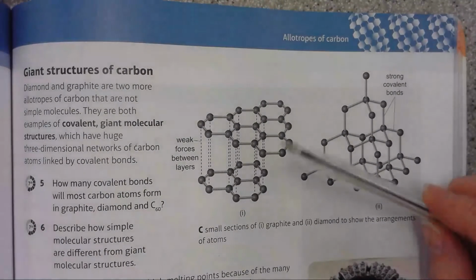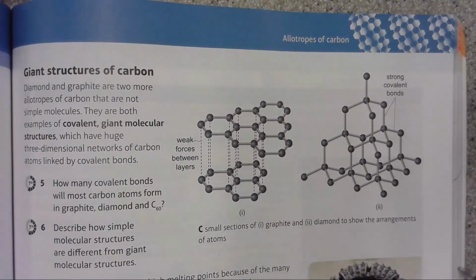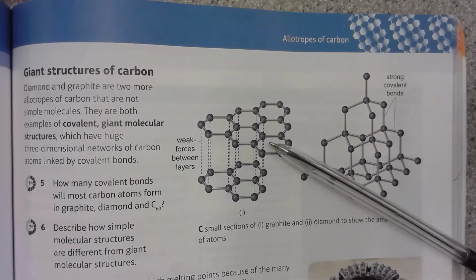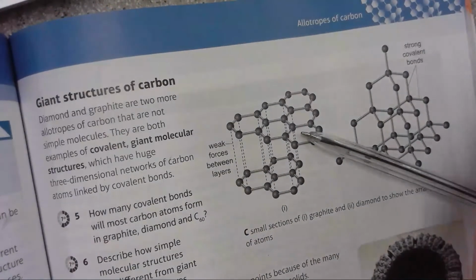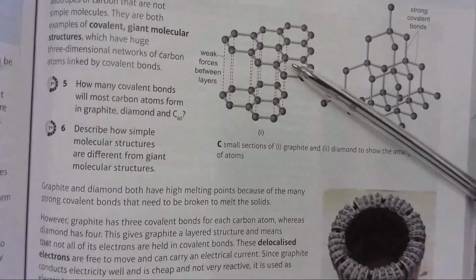Graphene is one single layer. Graphite is just multiple layers of graphene stacked on top of each other. Because graphite is just multiple layers of graphene, the properties are going to be the same. It's going to have a high melting point because you've got lots of strong covalent bonds between those carbon atoms. It's going to be able to conduct electricity because each carbon atom only forms 3 bonds. Therefore, you've got delocalized electrons. So the properties that you learn for graphene are going to be the same as what you learn for graphite because graphite is just multiple layers of graphene.